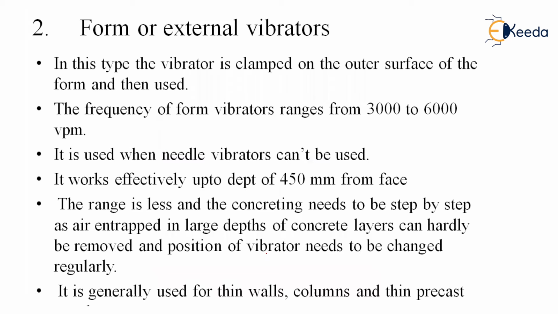So let's see form or external vibrators. In this type, the vibrator is clamped on the outer surface of the form and then used. That is, it is placed from the outside and not injected into the concrete. It is placed from the outside surface. The frequency of form vibrators ranges from 3000 to 6000 vibrations per minute. It is used when a needle vibrator can't be used. It works effectively up to a depth of 450 mm from the face.